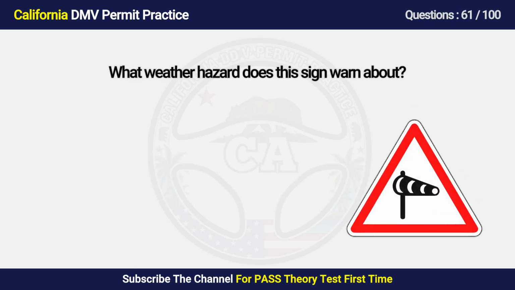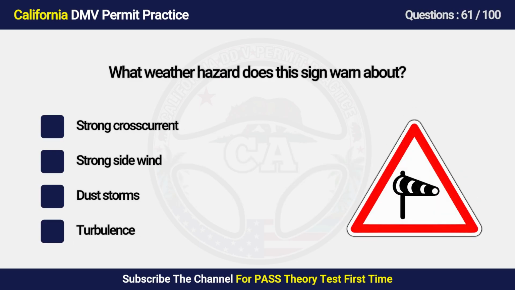Question 61. What weather hazard does this sign warn about? A. Strong cross current. B. Strong side wind. C. Dust storms. D. Turbulence.